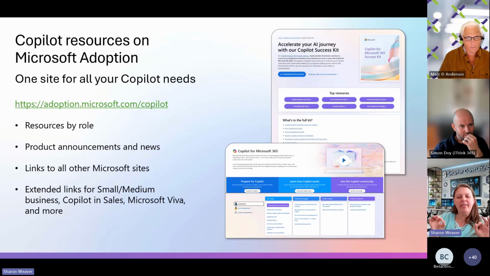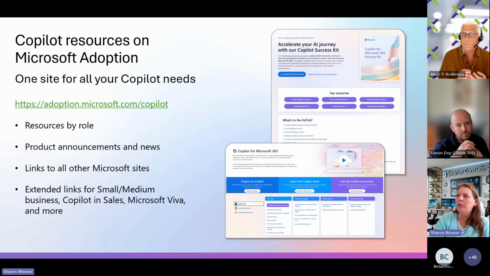They have this Copilot readiness and Copilot adoption is ridiculously amazing. If you don't know about it, go to adoption.microsoft.com. First of all, the site's amazing. Carol and her team have just outdone themselves. And then go to the Copilot area. It literally gives you everything you need. Everything. It's got resources by role. It's got product announcements. It's got links to the sites. It's got all this stuff.